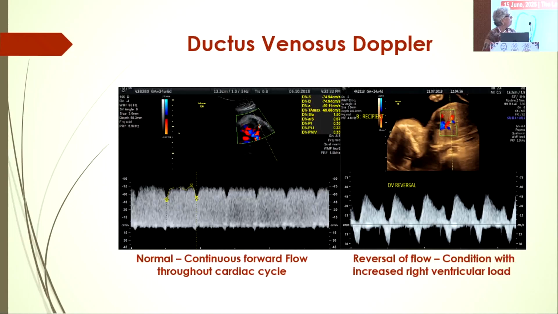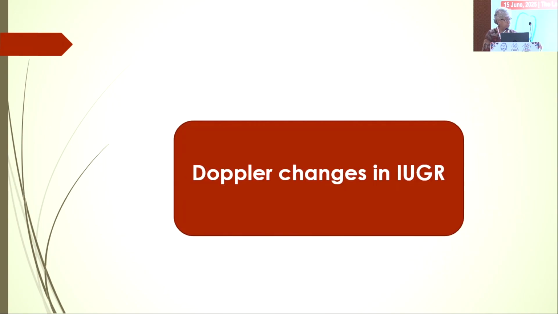The next Doppler is the ductus venosus Doppler. It usually gets deranged in the later stages or severe stages of intrauterine growth restriction. Normally, the DV Doppler shows continuous forward flow throughout the cardiac cycle, and there are S, D, and A waves. So this one is the A wave, and we can see in the severe stages there is A wave reversal, or the A wave can be absent. According to the stage and severity of the IUGR, we can see these types of changes. And what is the importance of seeing them, I will discuss later in the management part.